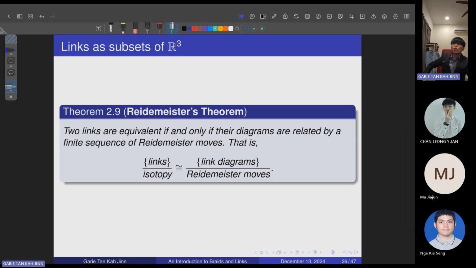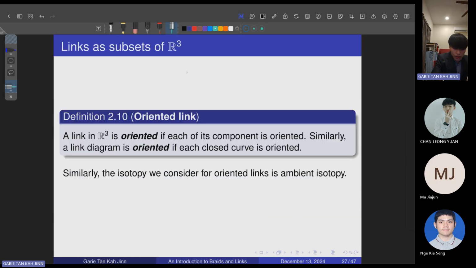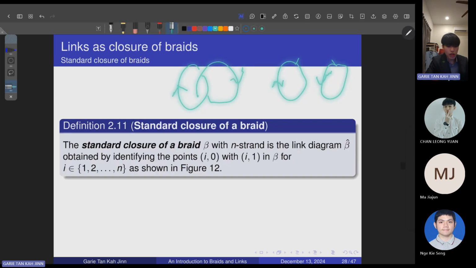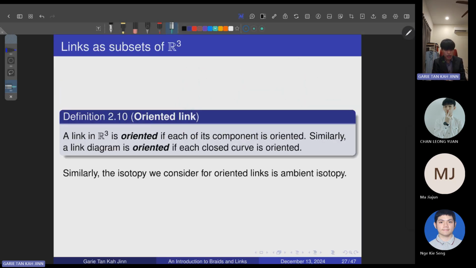So before going into the link as closure of a braid, we will introduce the orientation on links. Just look at the example of a link again. An oriented link means that I give orientation like this. It's obvious that each component, since they are circles, can have at most 2 orientations. I can assign 2 orientations. For this oriented link, we also consider ambient isotopy. Therefore, when we say isotopy for links, we don't say the word ambient. I say isotopy, it means ambient isotopy.